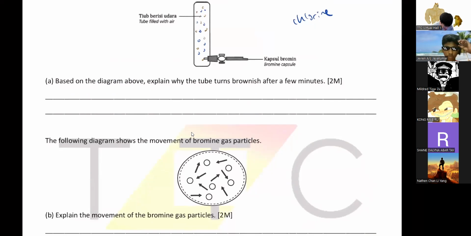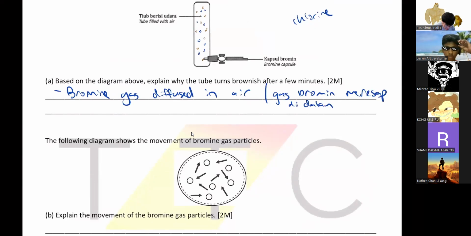Okay, fine. Sorry. So anyway, after a few minutes, you can say bromine gas diffused in air. In BM, I think it's meresap, meresap di dalam udara. So it diffuses in. So how do you explain this? How do they diffuse? They move in between the space of the gas particles.